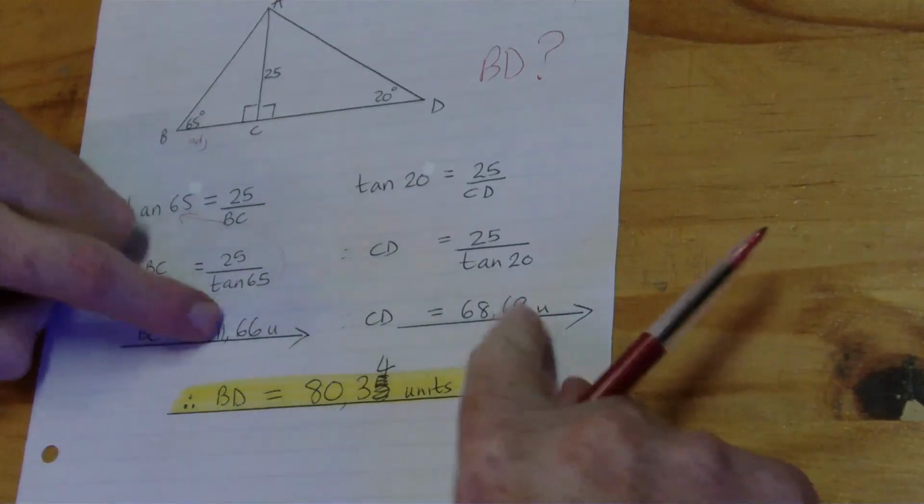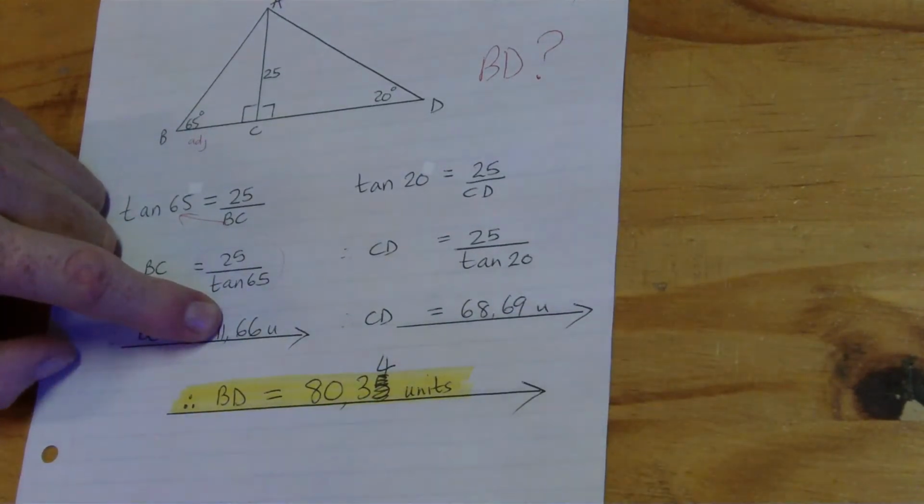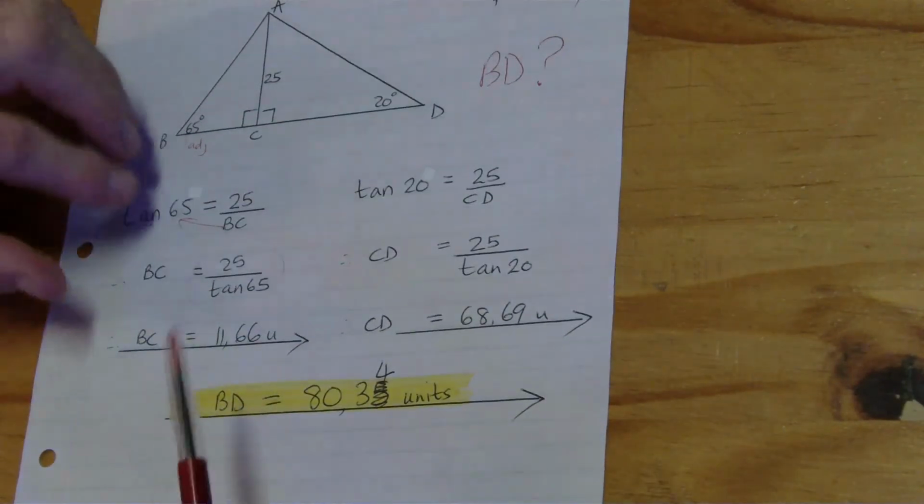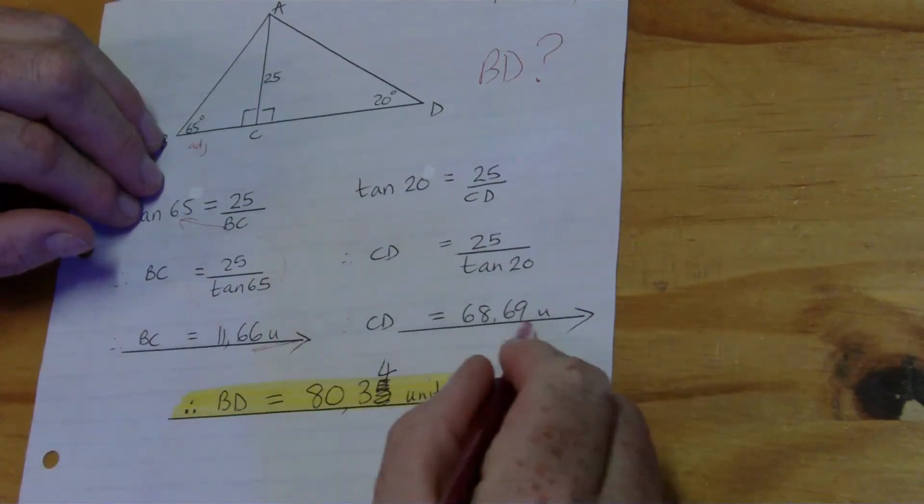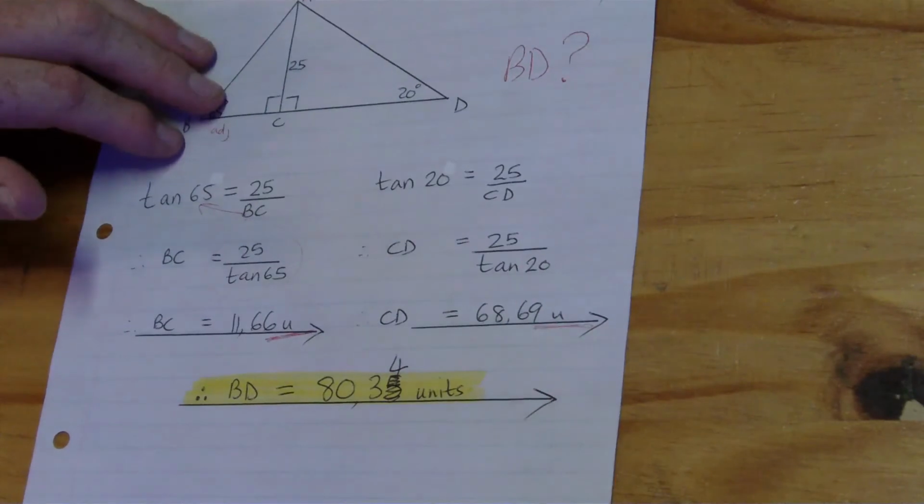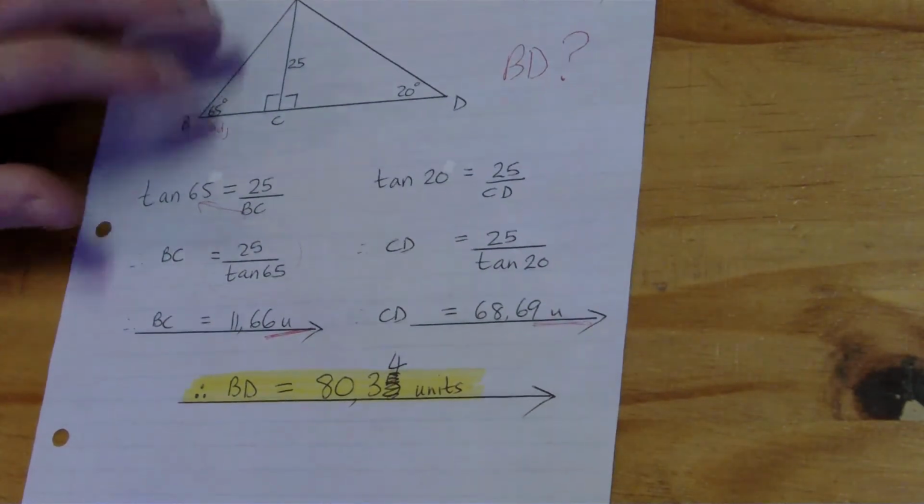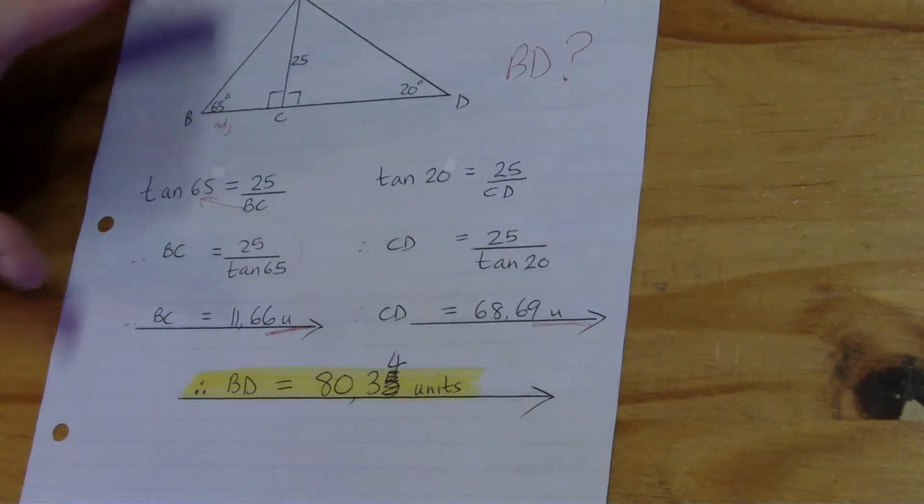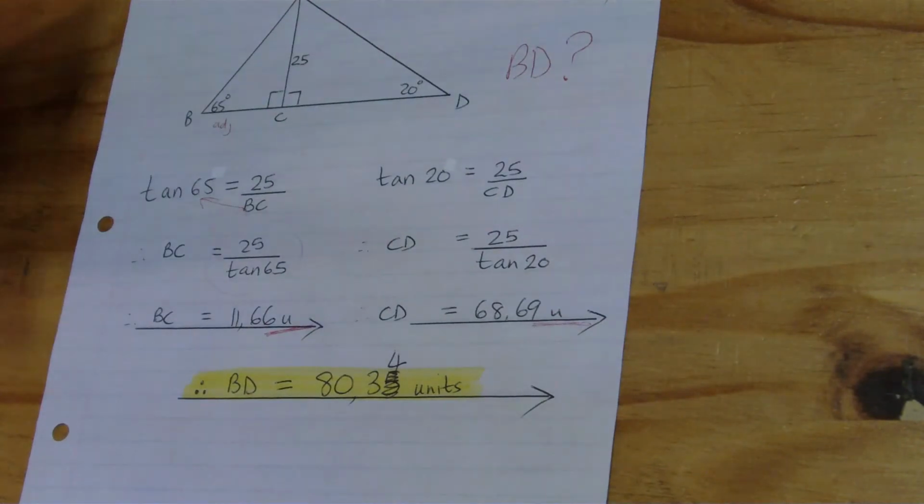Initially I just added those two, so I got the decimals wrong, but if you had kept all these decimal places and then added it together, you would have ended up with 80.34. But it doesn't matter. 80.34, 80.35, you know what you're doing. So good stuff.